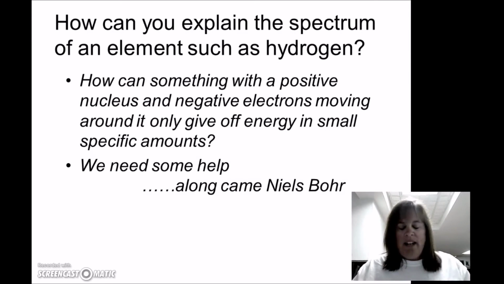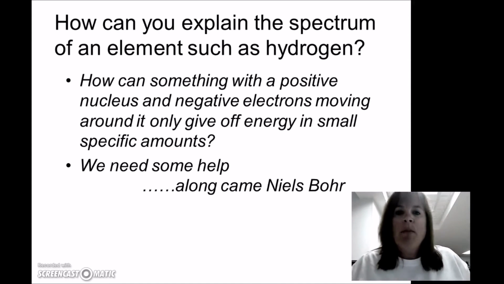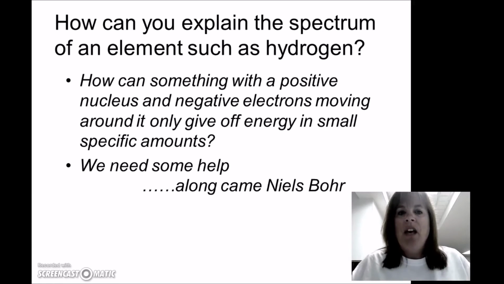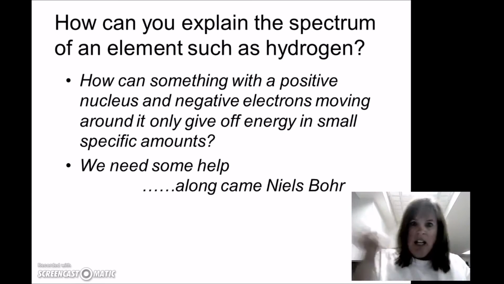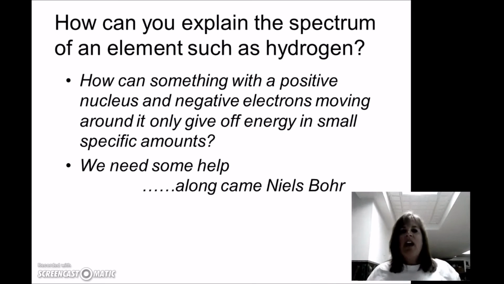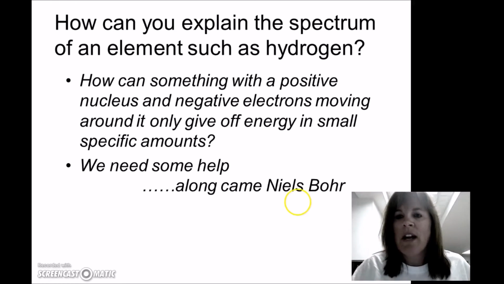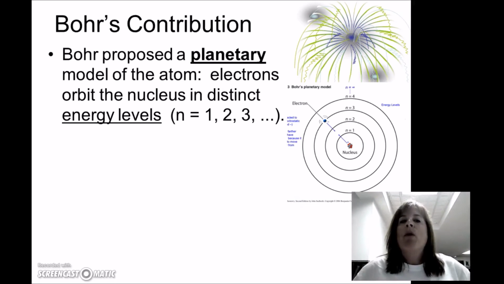But, okay, great. Light, particles, waves, whatever. How does this explain the spectrum of an element like hydrogen? How can something with a nucleus that has protons and neutrons in it and negative electrons moving around on the outside, how does this explain these colors? So this is where Niels Bohr came in. Niels Bohr proposed a planetary model of the atom.